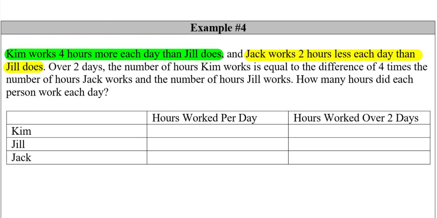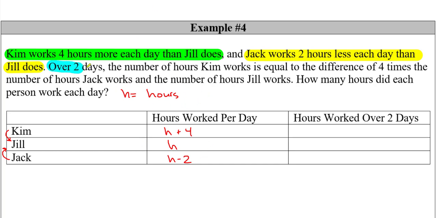All right, so let's see, who is modeled after who? So Kim is modeled after Jill, okay? And then Jack is also modeled after Jill. So we will assign our single variable to Jill. We're talking about hours, so let's do H equals hours. Kim is 4 hours more than Jill, so we got Jill's hours plus that 4 hours more, and Jack is 2 hours less.